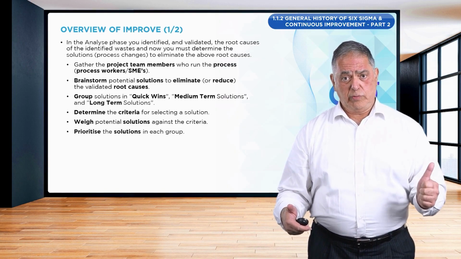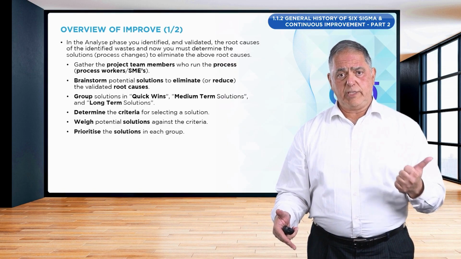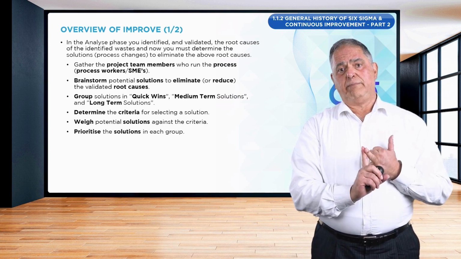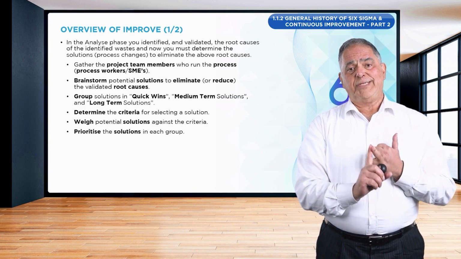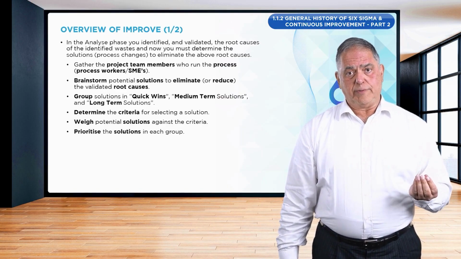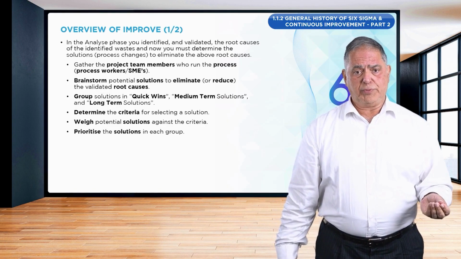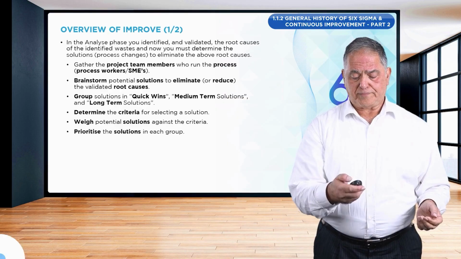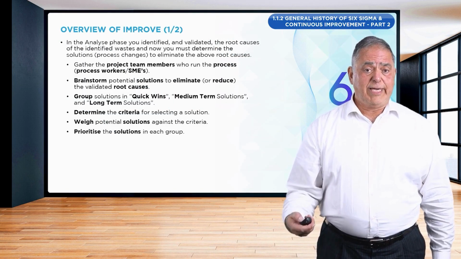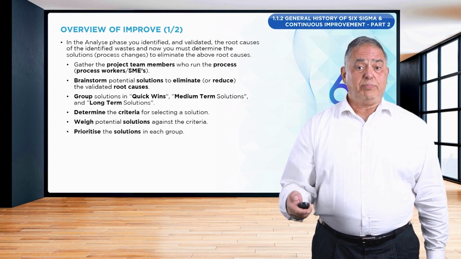So the first thing we do, with the long list of solutions, is group them into quick wins, medium-term, and long-term solutions. The second step is to make sure that we set up criteria in order to select the best solutions. This will help us to prioritize within each of the 3 groups that I mentioned earlier. So typically we weigh potential solutions against the criteria, come up with a total score, and prioritize them.